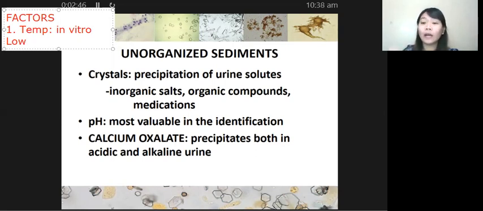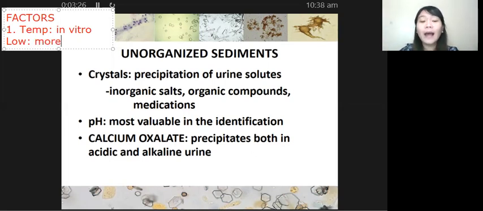Okay, so again, we are considering low temperature. So that's why if you are going to compare a freshly voided urine to your refrigerated urine or to a urine sample which has been allowed to sit or to stand at room temperature for several hours, alin ang merong mas maraming crystals? Siyempre, yung refrigerated urine or yung urine which has been allowed to stand at room temperature for several hours. Kasi mas mababa yung room temperature, mas mababa lalo ang ref temperature.